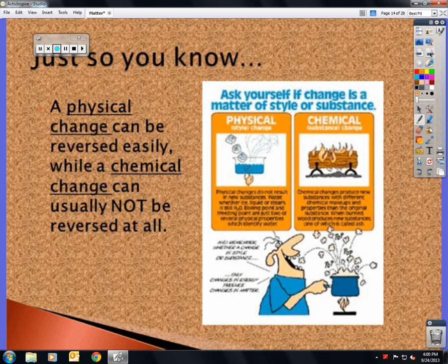A physical change can be reversed easily. If I melt an ice cube, it's very easy to freeze that again and get an ice cube again. But a chemical change can usually not be reversed at all. And if it can be reversed, it's only through extreme chemical reactions.